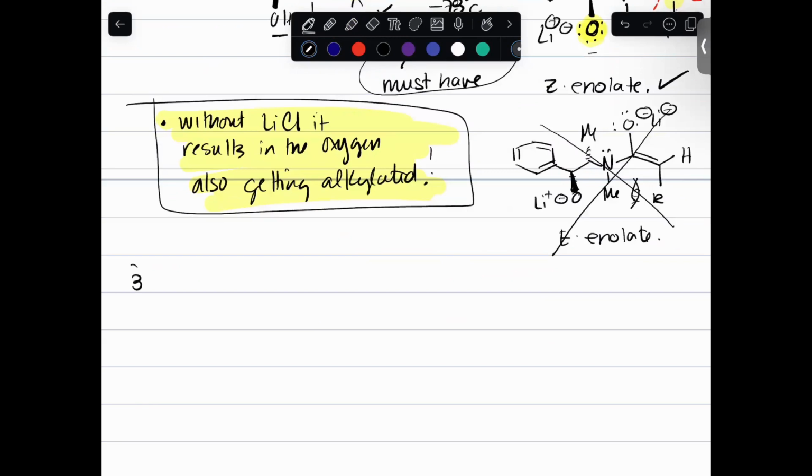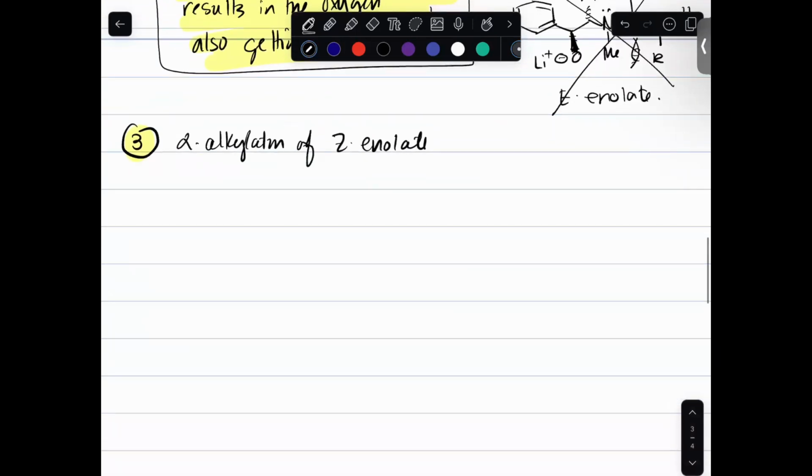And that brings us to step 3. And step 3 says alpha alkylation of the Z-enolate. And what I'm going to do is just redraw the product I made.